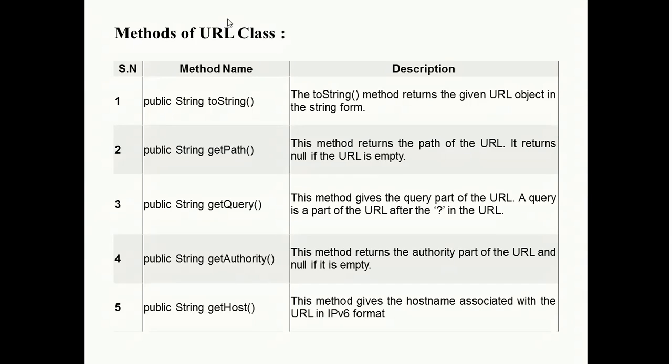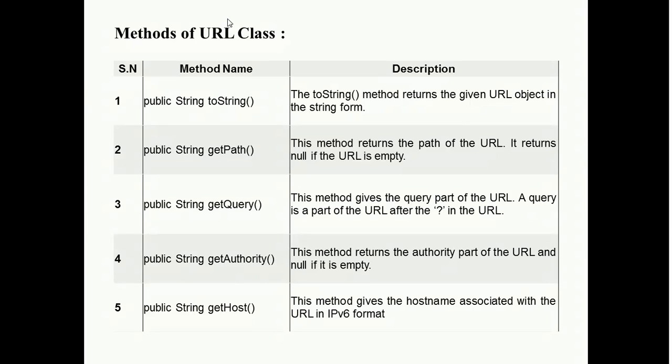Second method is String getPath. This method returns the path of the URL, and it returns null if the URL is empty. When you want the particular path of the URL, the getPath method is used. Third method is getQuery. This method gives the query part of the URL. A query is the part of the URL after the question mark.